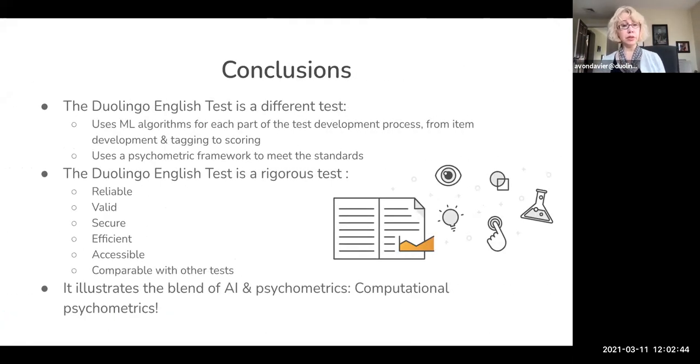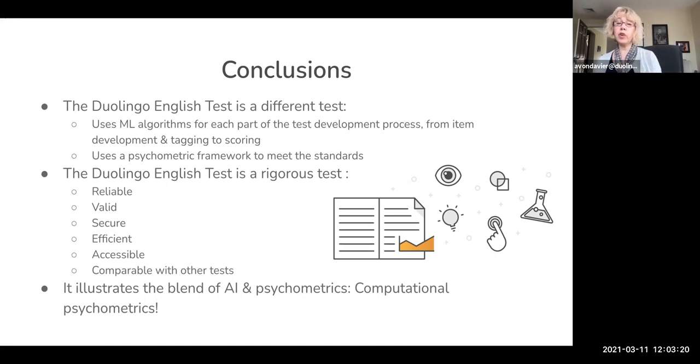So to conclude, the Duolingo English Test is quite a different test. It uses machine learning algorithms for each part of the test development process, from item development to tagging to scoring. And it uses a psychometric framework to meet the standards. It's also a very rigorous test. It's reliable, and you can find information about all of these statements on our website. There is a technical manual that you can review. It's reliable, valid, secure, efficient, accessible, comparable with other tests, and very affordable.